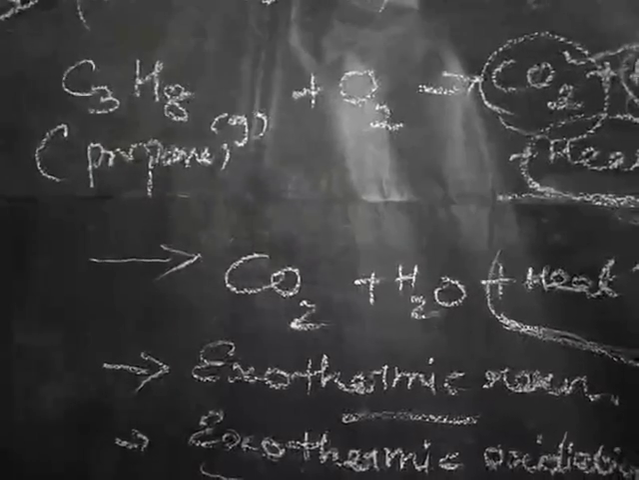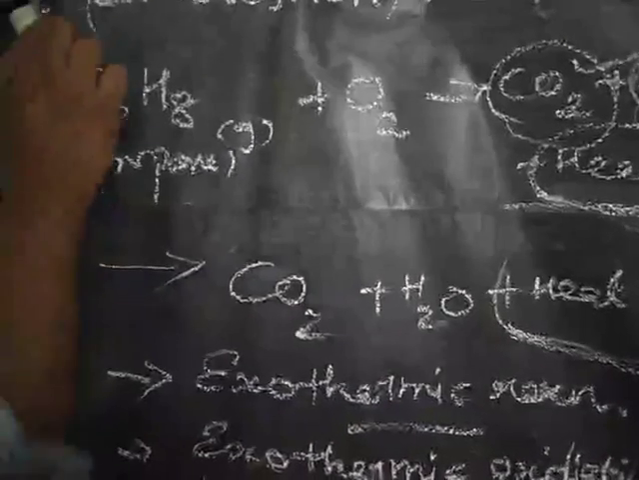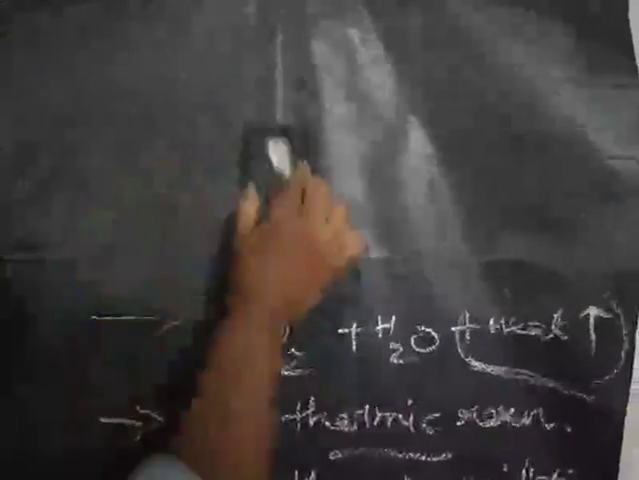So based on the nature of the rearrangement of the atoms, reactions can be classified into 5 types. They are: combination reaction, decomposition reaction, single displacement reaction, double displacement reaction, and last one, combustion reactions. This is one category.